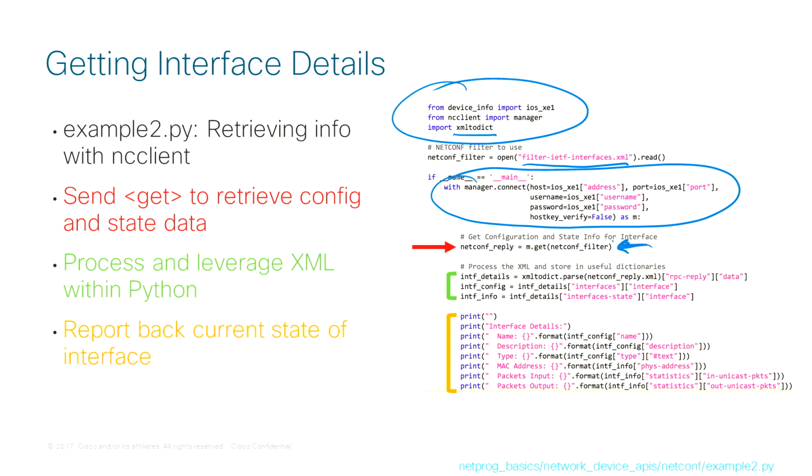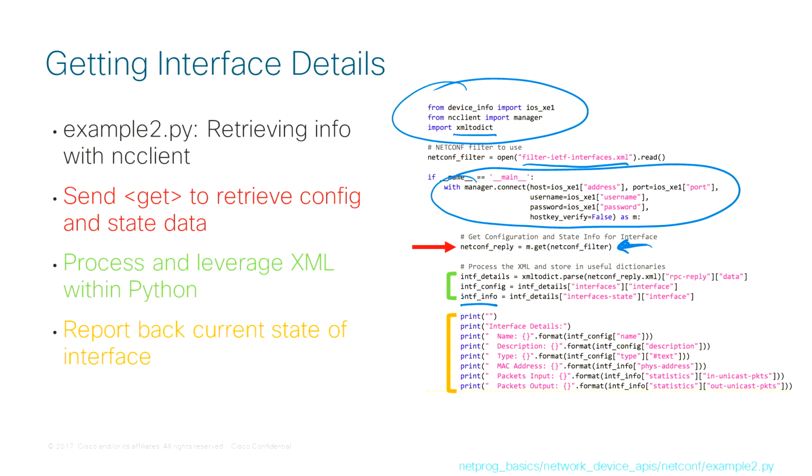Now once that's in place and we retrieve back our XML data, we need to process and leverage all that XML inside of Python. And so we're going to use our xmltodict.parse function to turn that XML string into a dictionary object that we can work with. And then with that available, we can dive into the retrieved information and get down directly into the interface information that was returned back for us.